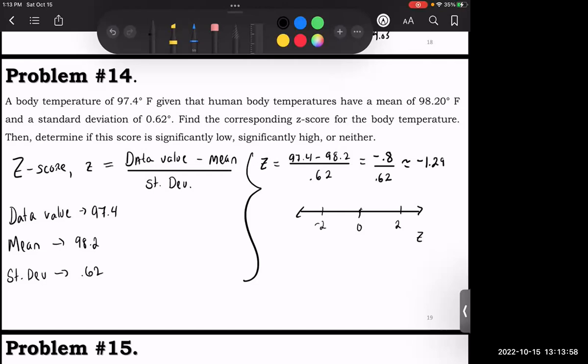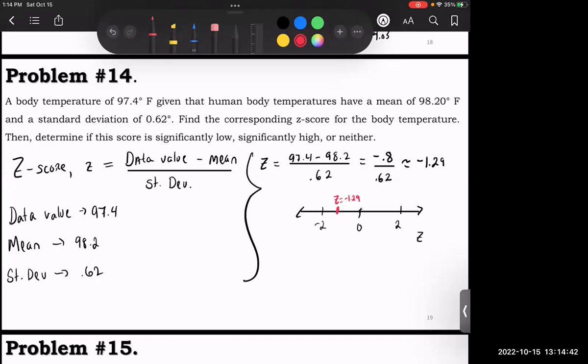So where would the -1.29 be located? Would it be located to the left of -2? Is it located somewhere in the middle of -2 and 2? Or is it located to the right of 2? To the right of -2. Yeah, it should be to the right of -2, and in particular, somewhere between -2 and 0. So somewhere around here. This is z equals -1.29.